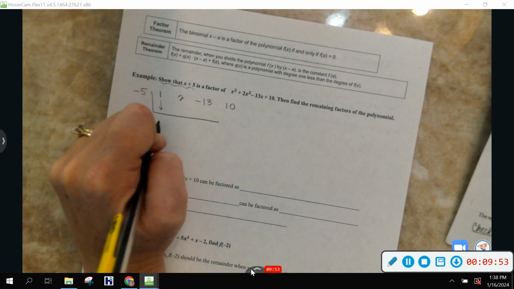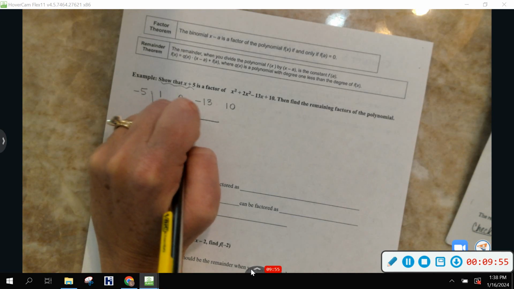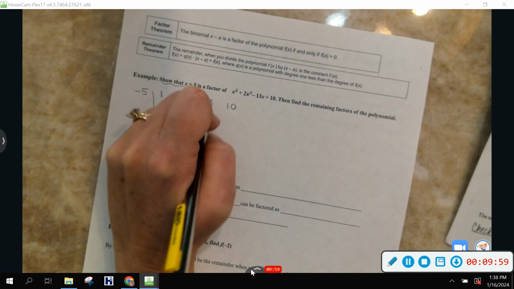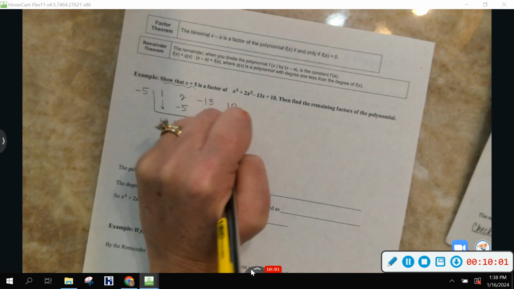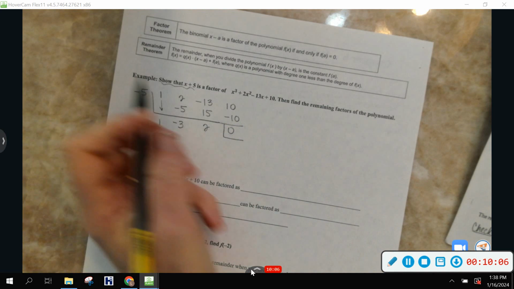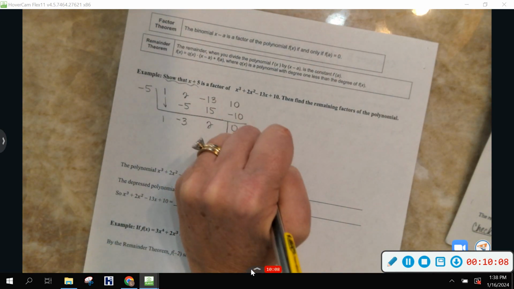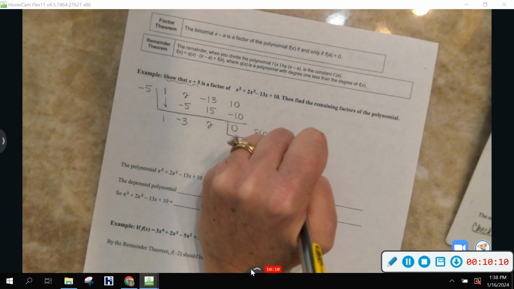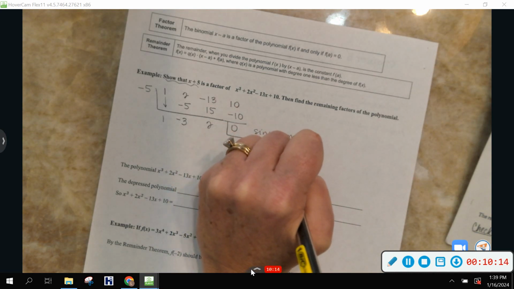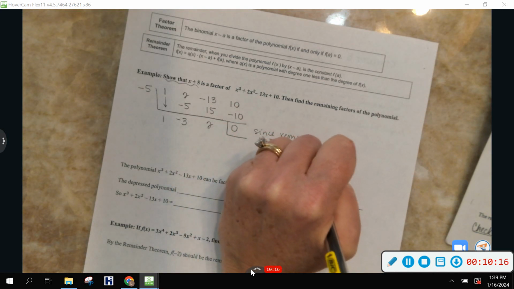Here we go. Drop down 1, multiply, negative 5, add, negative 3. Multiply, 15, add positive 2. Multiply, negative 10, add and get 0. So since we got a remainder of 0, what does that tell us? Yes, x plus 5 is a factor.